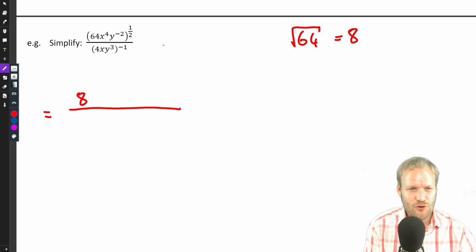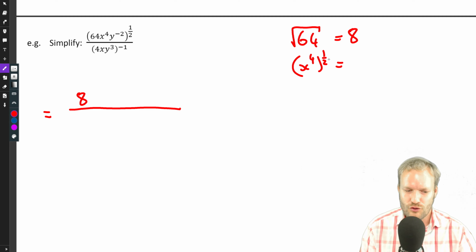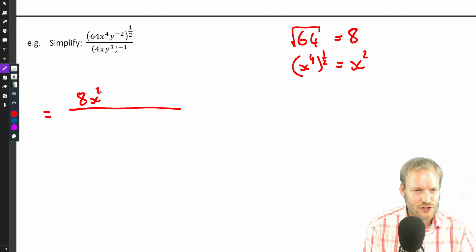Okay, x to the 4 to the power of a half. I'm just going to use my exponent laws. Power to a power, just multiply. So 4 times a half, well, I think that's 2. So therefore that's x squared.